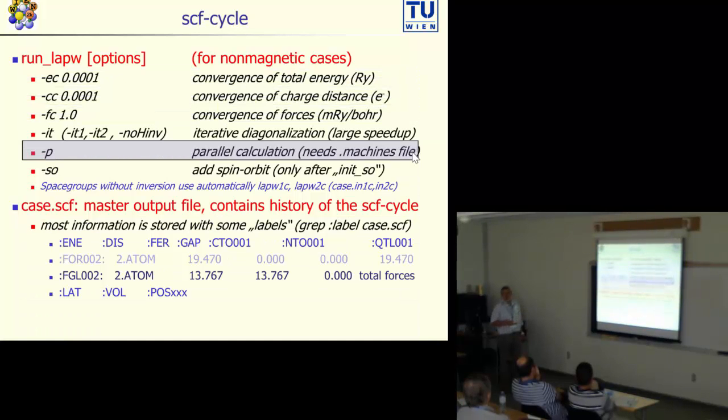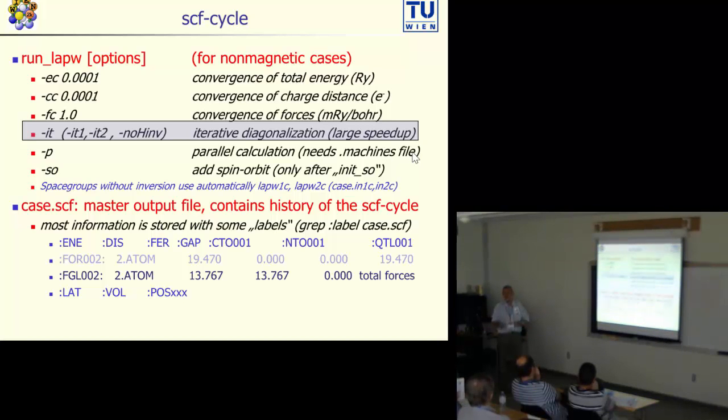You can do parallel calculations. You will do this in some of the later exercises. You can use iterative diagonalization for large cases, and large means more than 50 atoms. So nothing here in these exercises. We don't have such a big example here for time reasons.